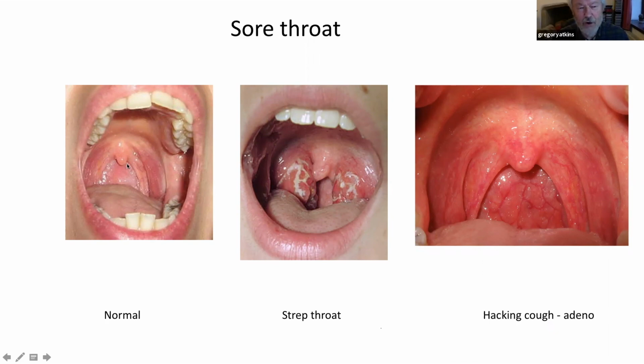This is what a normal throat looks like. Hacking cough will give you this kind of red colour. No white streaks, just a redness. And that's what you get with coronavirus as well. You don't see these streaks. So if you think you've got coronavirus, it might actually be hacking cough. But if you've got this, the one in the middle, it's not coronavirus. And that's what you're most likely to have.